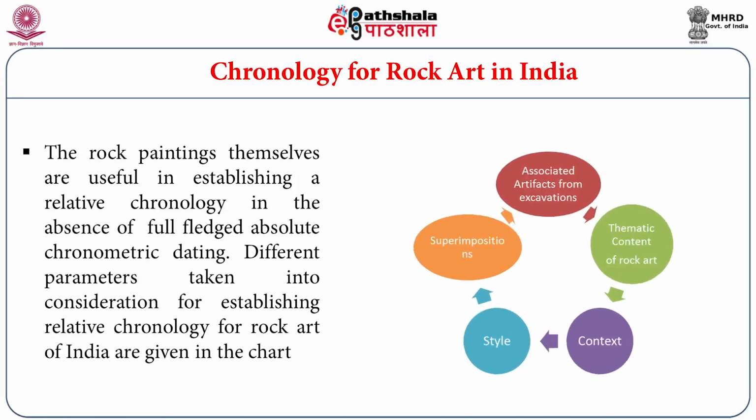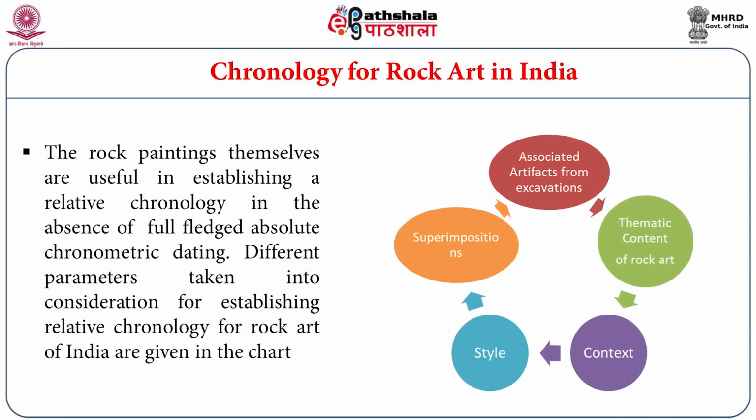The rock paintings themselves are useful in establishing a relative chronology in the absence of full-fledged absolute chronometric dating, because absolute dating is just not possible. We are not going to get large amount of carbon or organic material from the rock painted surfaces, and moreover we can't just damage the painting just for dating, and we have to use very minutely datable material techniques for dating these rock paintings. Therefore, different parameters are taken into consideration for establishing a relative chronology of the rock art of India, and they are given in this chart.